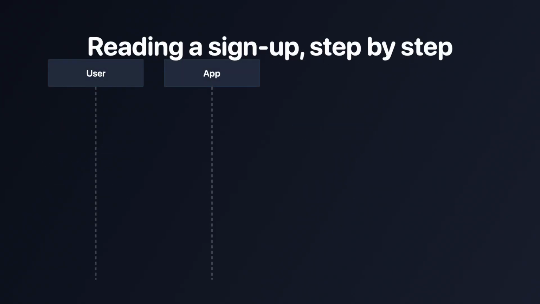The cast lives across the top: the user, the app, the server, and the database. Each gets a line running straight down, and here's the only rule that matters. The further down you go, the later in time you are.